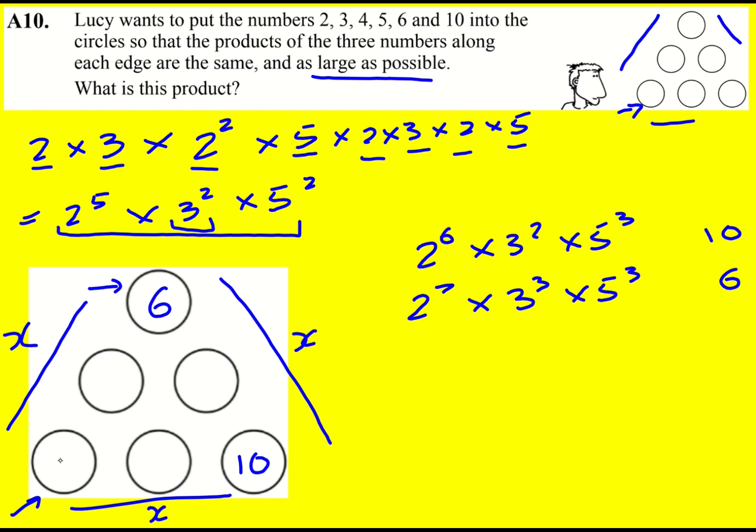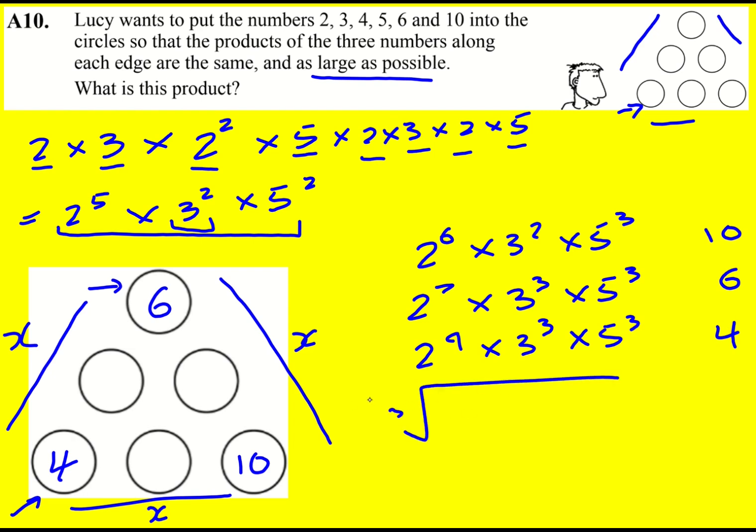Although I might want to put 5 here to maximize the corners, there's no way that I could then make all the edges the same. So I'm going to go with the next biggest, which is 4, which will give me 2 to the 9, and that is what I want, times 3 cubed times 5 cubed. Because when I cube root this, to give me the total for one edge, that's going to be x.